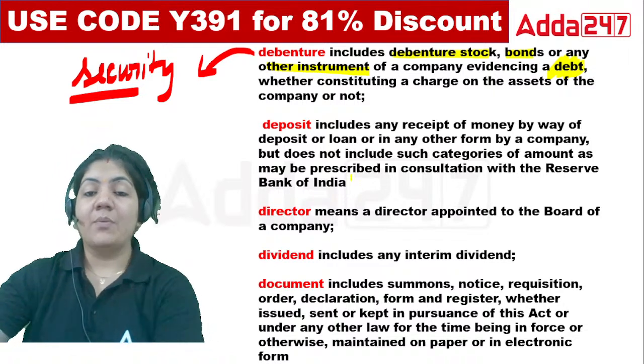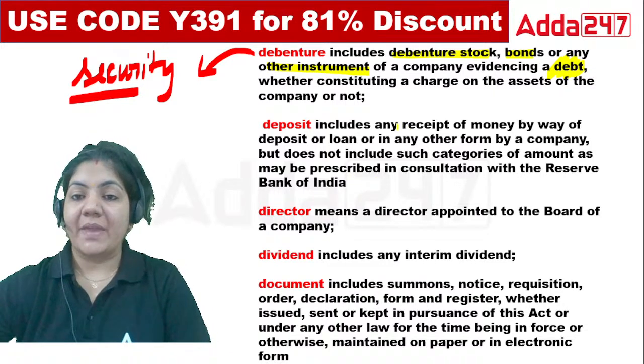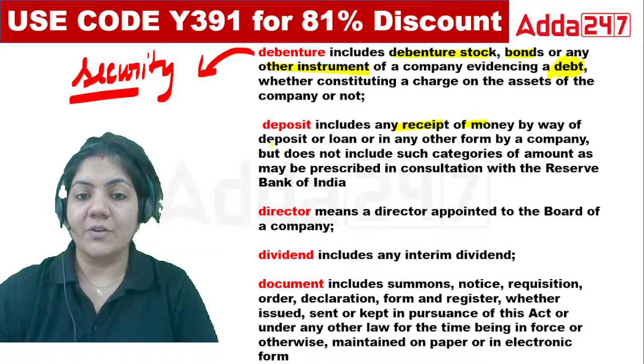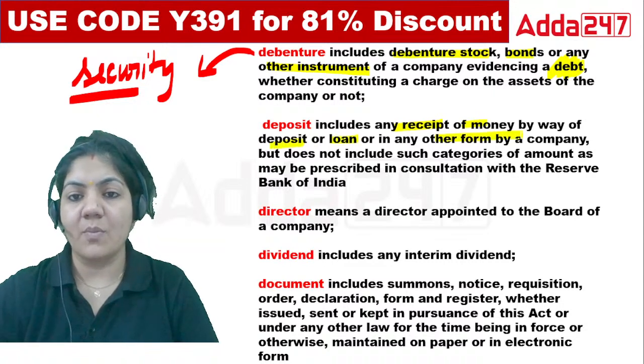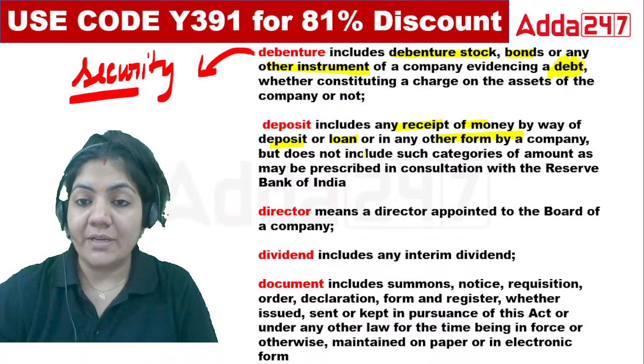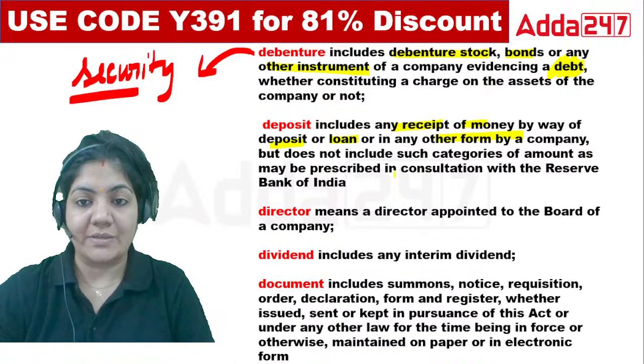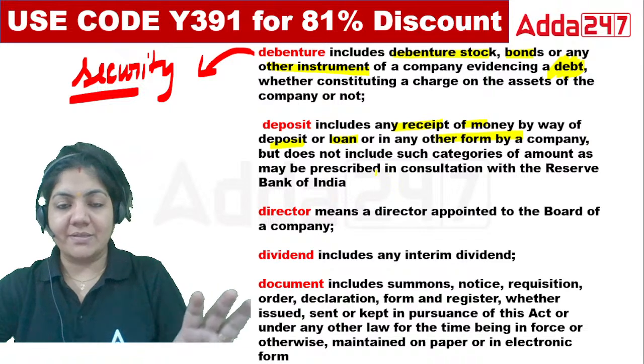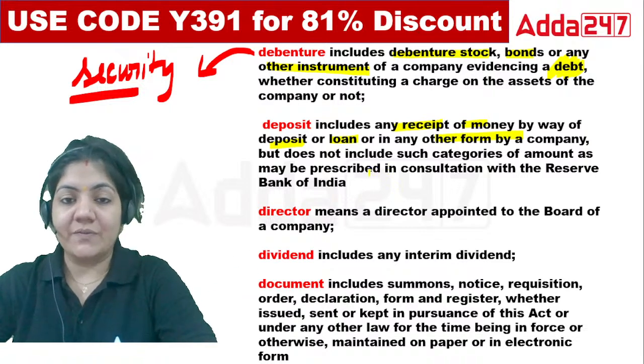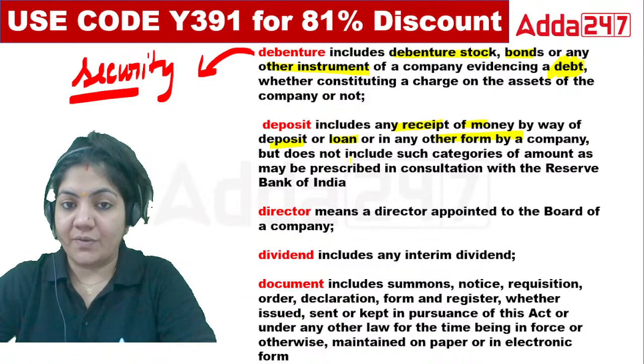Now, deposit. It includes any receipt of money by way of deposit or loan or in any other form by a company, but does not include such categories as are prescribed in consultation with the Reserve Bank of India. It means if the Reserve Bank has excluded something, it will not come into the definition of the term deposit.